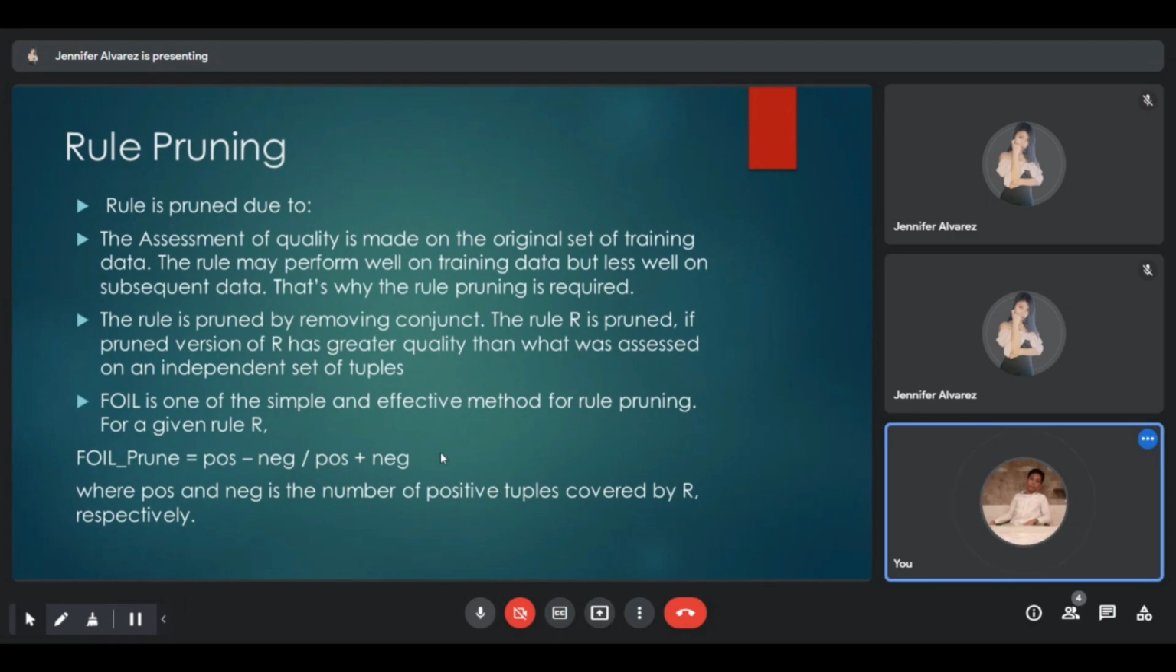FOIL is one of the simple and effective methods for rule pruning. For a given rule R, FOIL_Prune equals (pos minus neg) divided by (pos plus neg), where pos and neg are the number of positive and negative tuples covered by R, respectively.